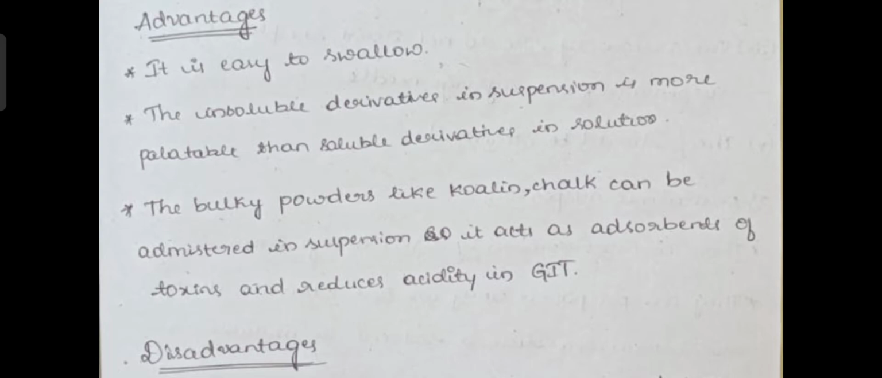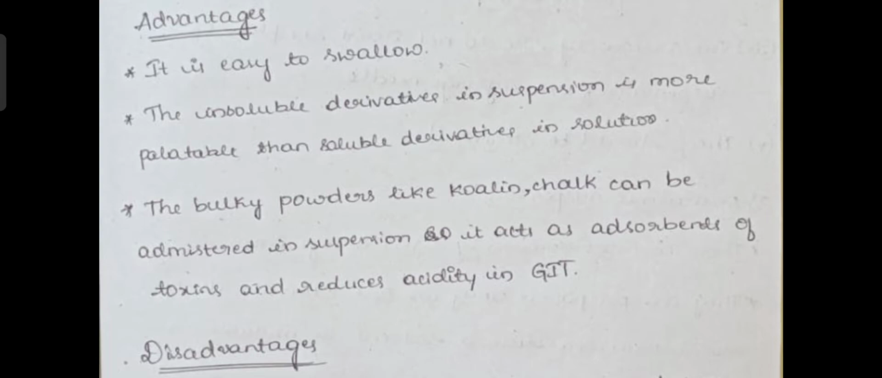Advantages of the oral suspension. It is easy to swallow. The insoluble derivatives in the suspension are more palatable than the soluble derivatives in solution. See, for some drugs, the stability is increased in suspension compared to solution. Bulky powders like kaolin and chalk can be administered in suspension, so they act as adsorbents of toxins and reduce acidity in the GIT. Along with the suspension, kaolin or chalk can be added. These are bulky powders which will reduce the acidity in the GIT and absorb the toxins. These were the advantages of the oral suspension.